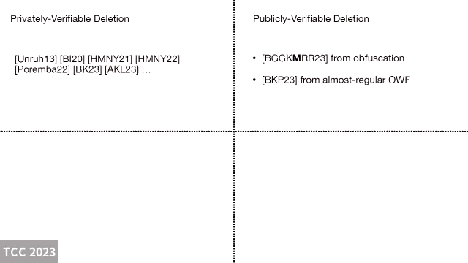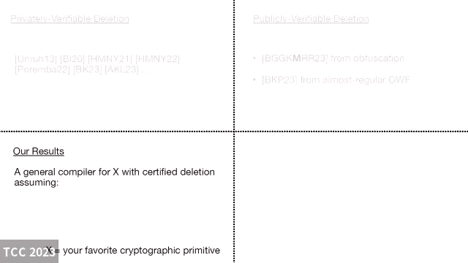And a follow-up work by James, Dakshita, and Alex shows a general compiler for publicly verifiable deletion, which, in addition to the security of the primitive that you're considering, also requires assuming the existence of almost regular one-way functions. It's maybe not super important to know what this object is, but it's somewhat a more structured version of one-way function. Our main result is to directly improve on this work and show a general compiler for certified deletion, assuming just one-way functions.